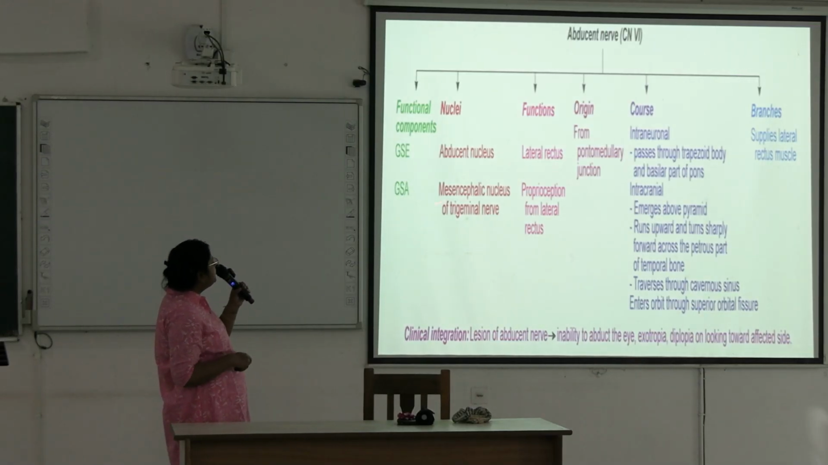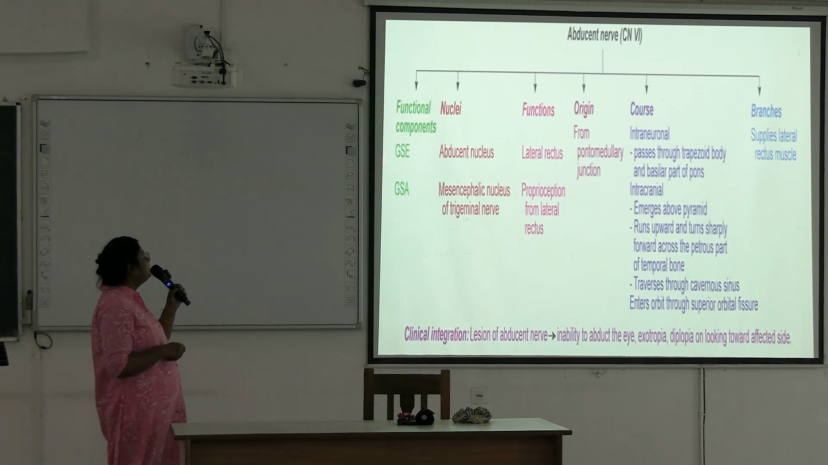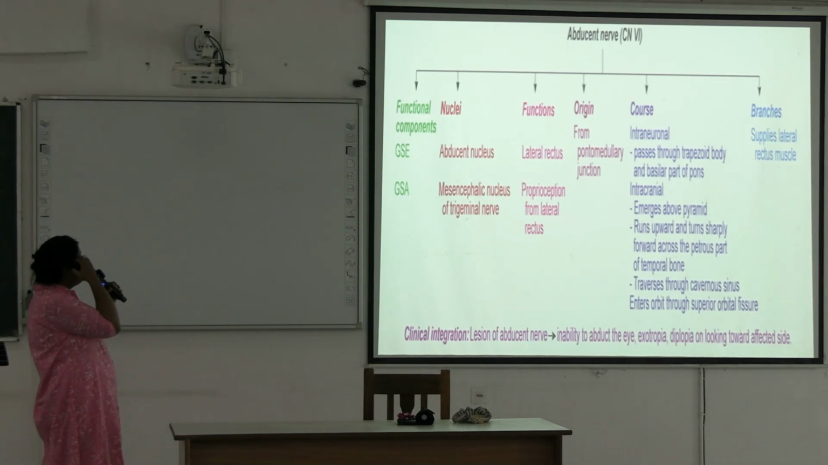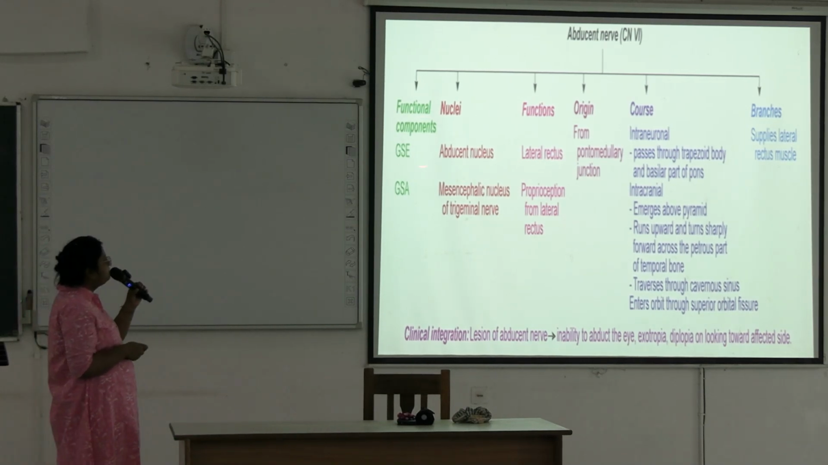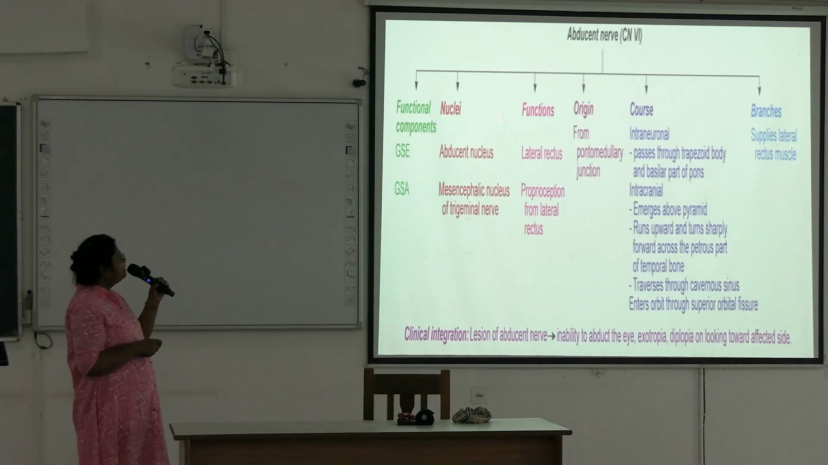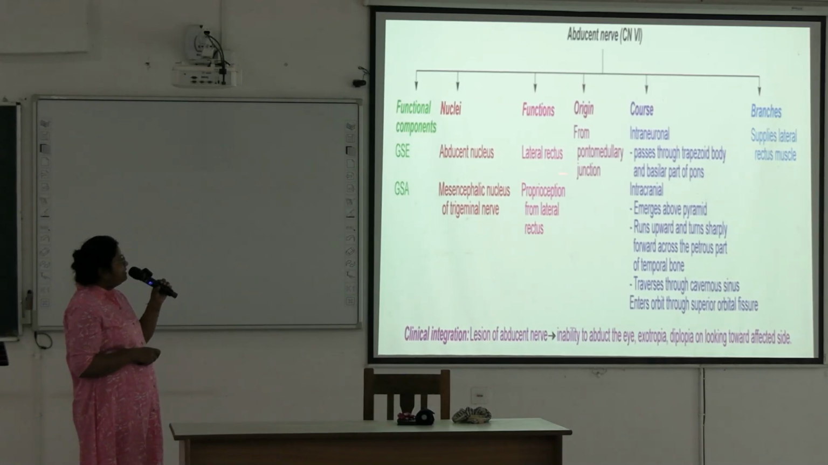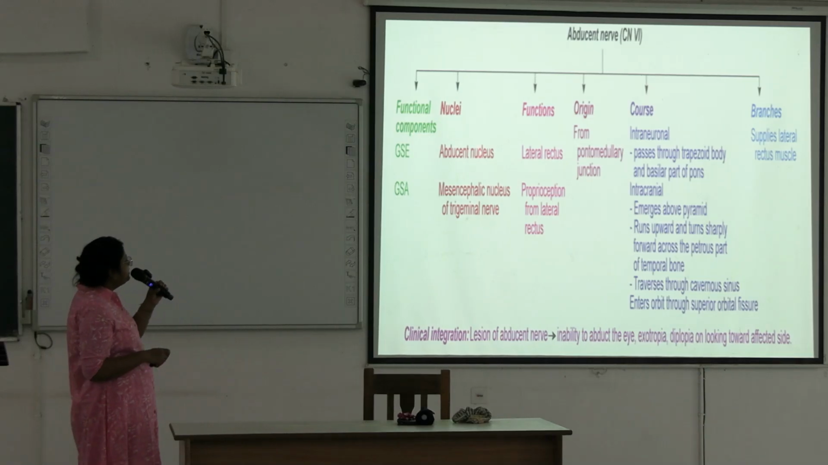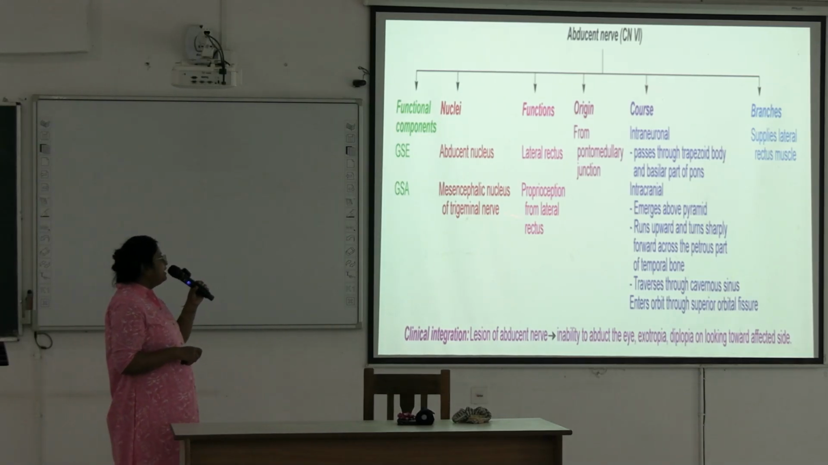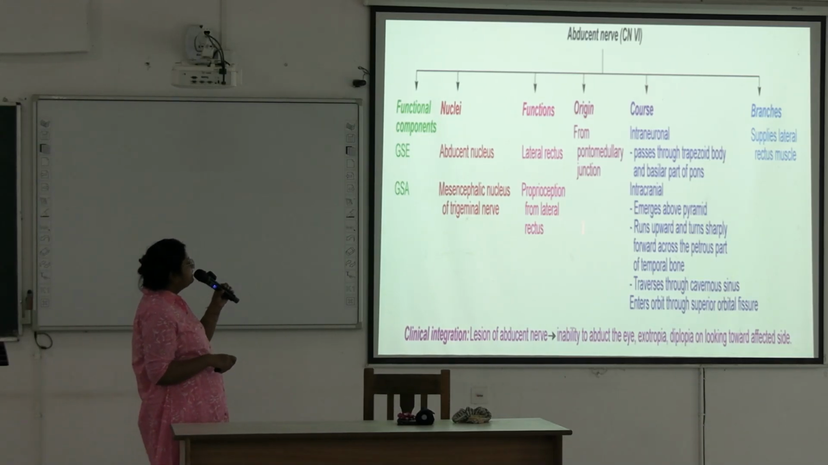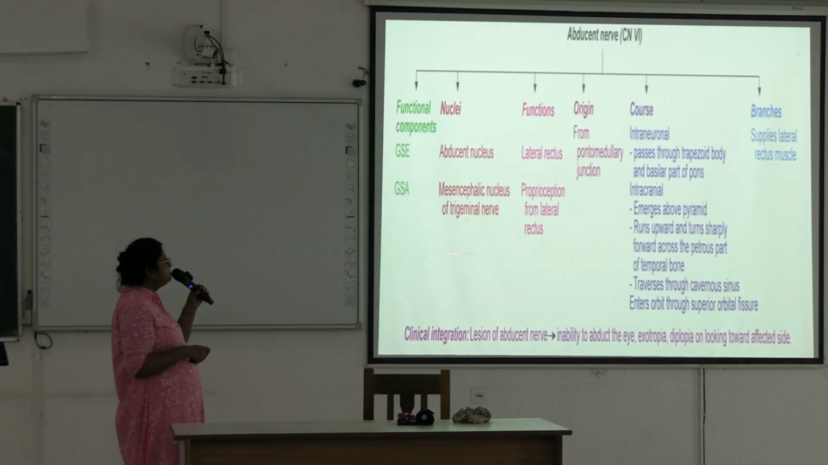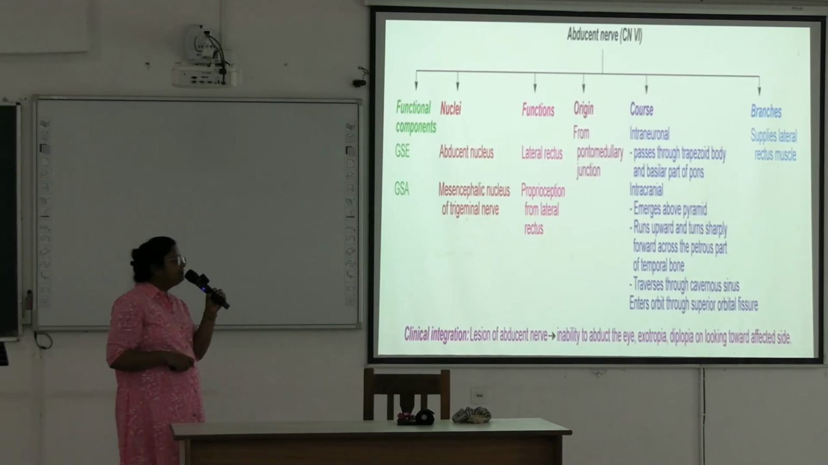So this is the summarization of functional components: general somatic efferent and general somatic afferent. The general somatic efferent nucleus is the abducent nucleus supplying the lateral rectus, and general somatic afferent carries proprioception from the lateral rectus and relays in the mesencephalic nucleus of the trigeminal nerve.